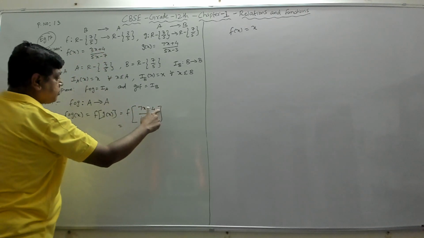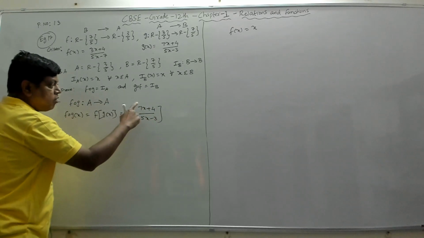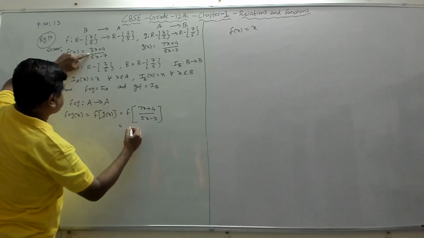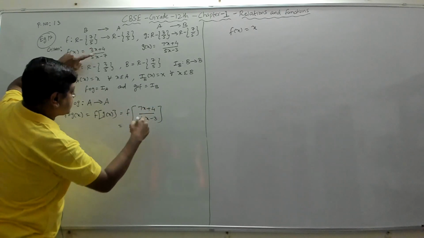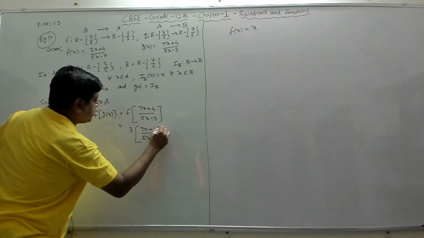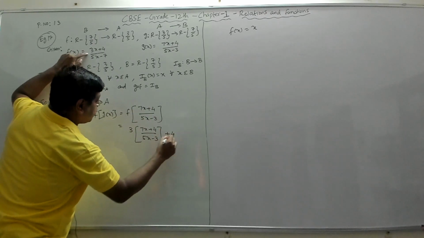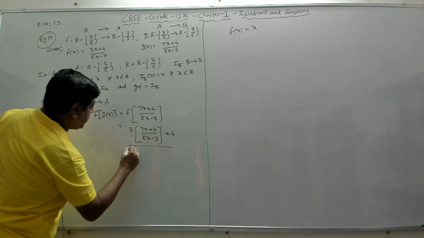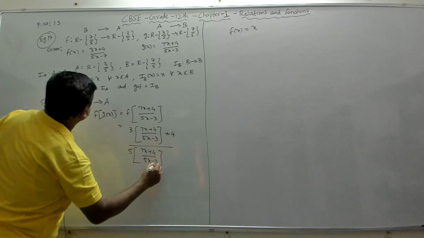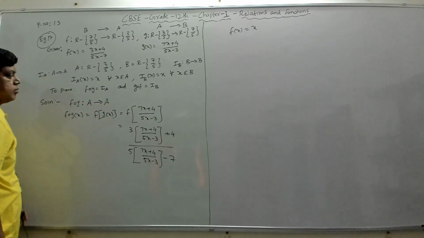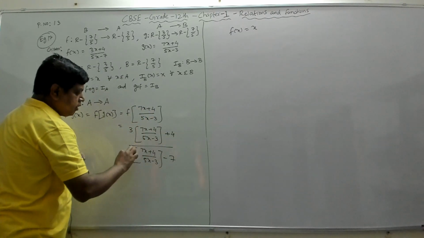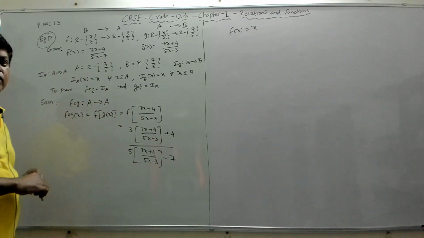So for f of this, you think of this as x. So wherever x is there, I have to put this entire value. Which means it will become 3 into x, x is this, 7x plus 4 by 5x minus 3, plus 4, by 5 times x, so 5 times 7x plus 4 by 5x minus 3, minus 7. What is f of x? You think of this as that. f of x is 3x plus 4 by 5x minus 7. That's how we write this, right?